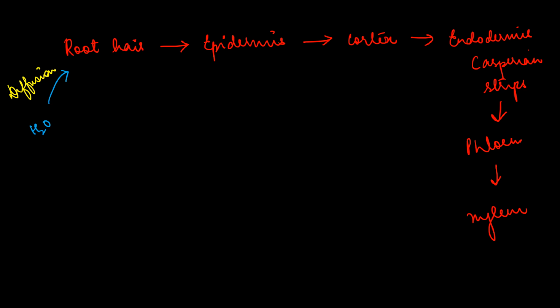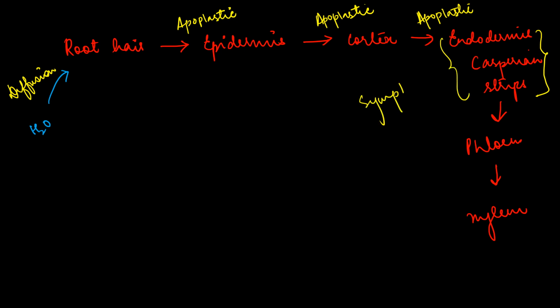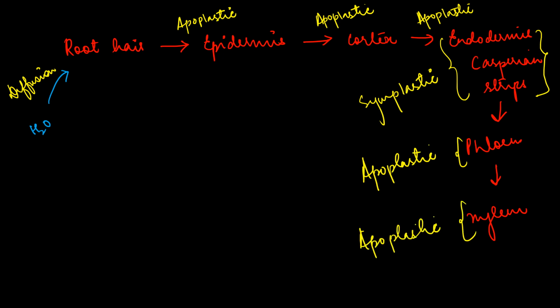From root hair to epidermis, apoplastic pathway. From epidermis to cortex, again apoplastic pathway. From cortex to endodermis, again apoplastic pathway. But from endodermis to Casparian strip, which pathway? It will be your symplastic pathway, right? Again in phloem, your apoplastic pathway. Then it reaches xylem, apoplastic pathway.